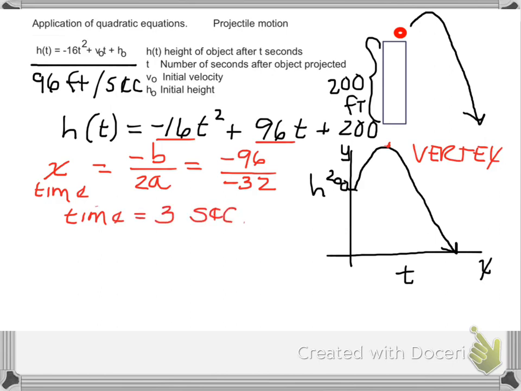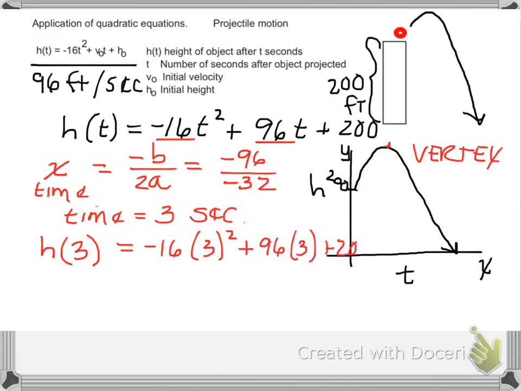So now we know how long it took to get to the maximum height, but what is that maximum height? Well, now we need to evaluate our height function when t is equal to 3. So we plug in our 3 and we proceed to do the arithmetic, and when you crunch your numbers, what you get is that the height when t is 3 seconds should equal 344 feet. So that's how high your ball got.